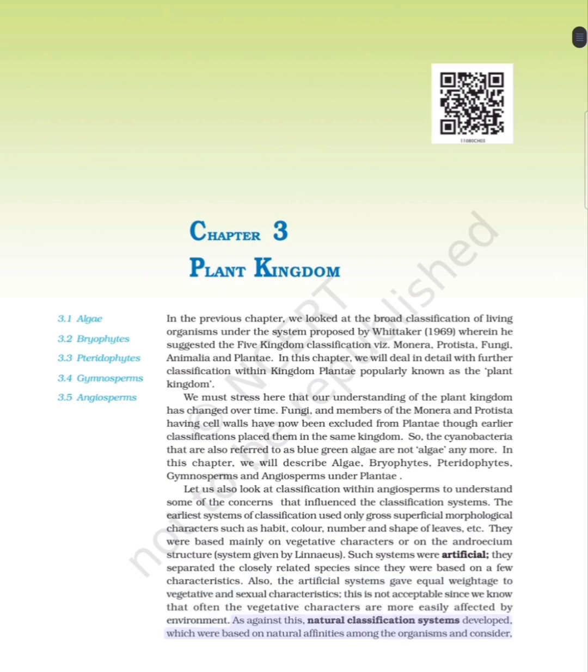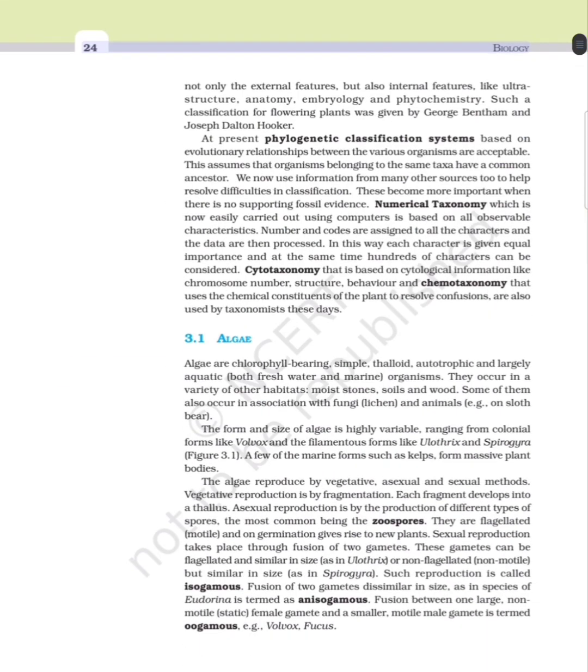As against this, natural classification systems developed, which were based on natural affinities among the organisms and consider not only the external features, but also internal features, like ultrastructure, anatomy, embryology and phytochemistry. Such a classification for flowering plants was given by George Bentham and Joseph Dalton Hooker. At present, phylogenetic classification systems based on evolutionary relationships between the various organisms are acceptable. This assumes that organisms belonging to the same taxa have a common ancestor.